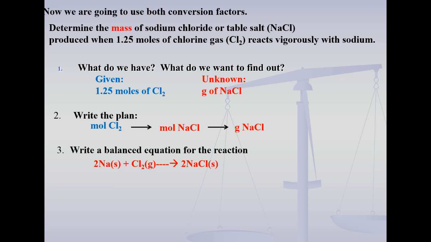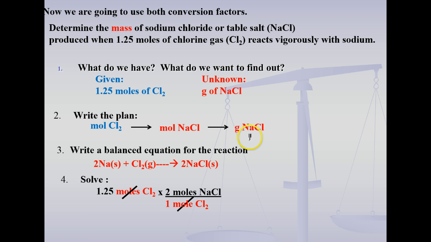Now we can solve. Start with your given quantity, 1.25 moles of chlorine. We're going from moles of chlorine to moles of sodium chloride. We have to use what conversion factor? That's right, your mole ratio, which from the balanced equation is 2 moles of sodium chloride over 1 mole of chlorine. Divide out your common unit, moles of chlorine, and then go from moles of sodium chloride to grams of sodium chloride. We have to use the formula mass.